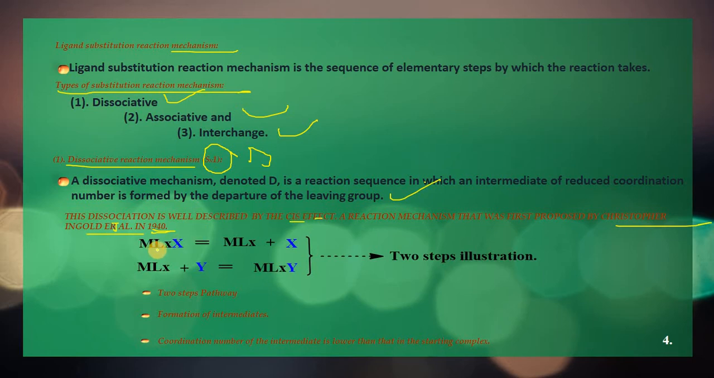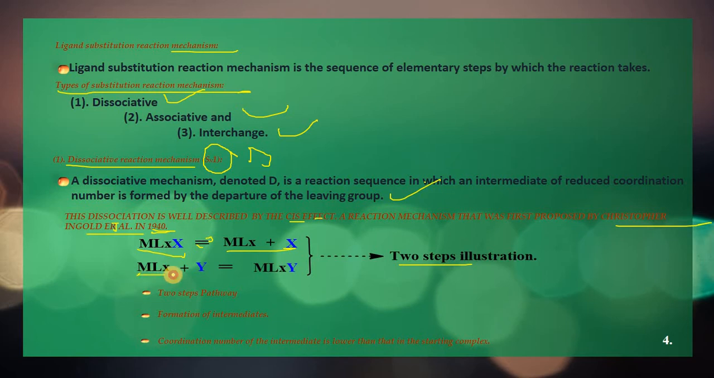I try to illustrate this. This dissociative reaction I'm talking about is a two-step reaction mechanism, that is, the two-step way. Using a stick illustration before using the reaction mechanism, M, L, and X are the ligands. So from step 1 to this step, it tends to dissociate. That is, the ligand tends to leave the complex.